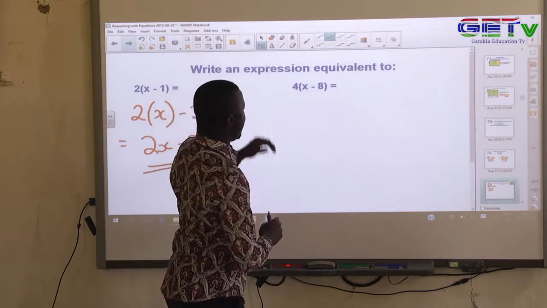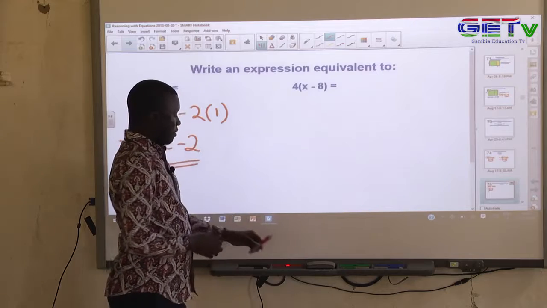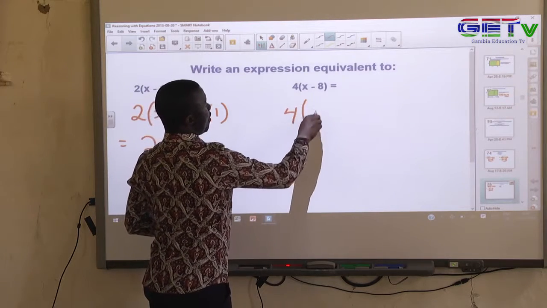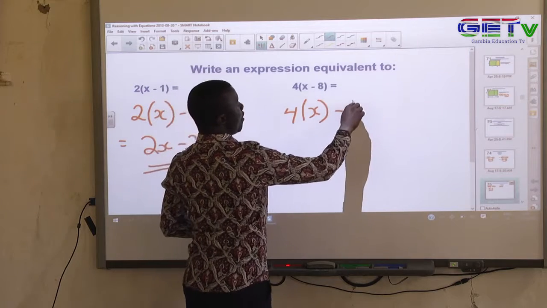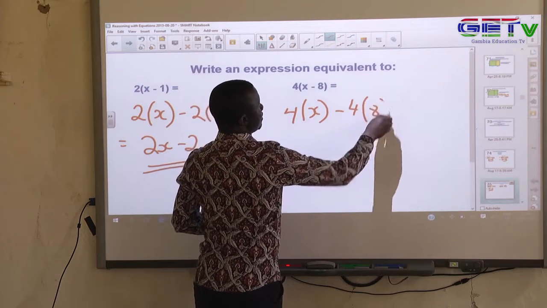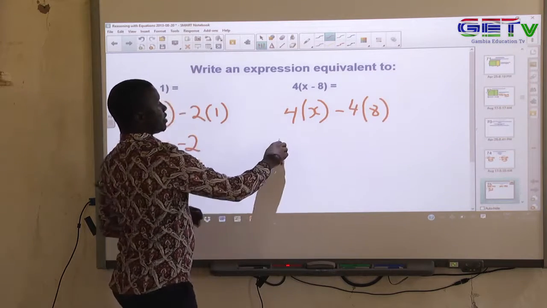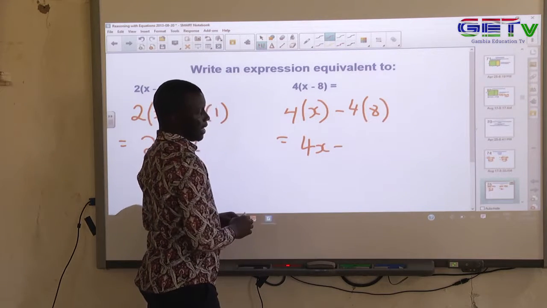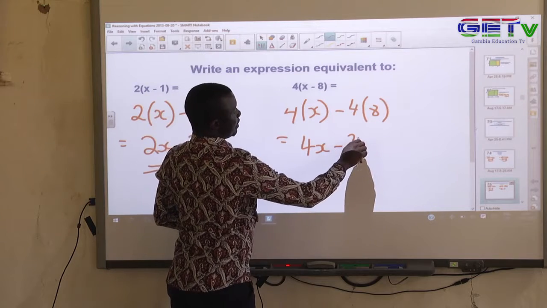We can further move on here. 4 times x here is the same as 4 into x minus 4 times 8. 4 times x, obviously, is 4x, minus 4 times 8 is negative 32.